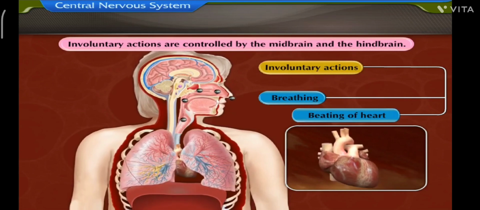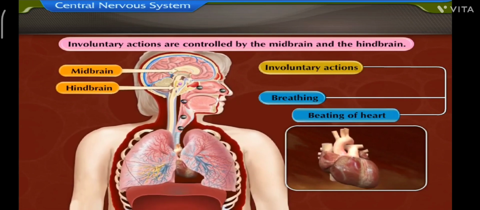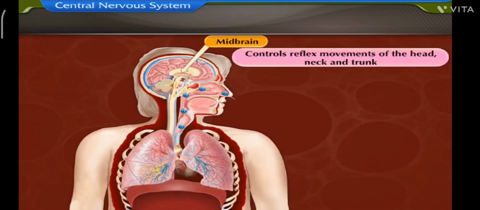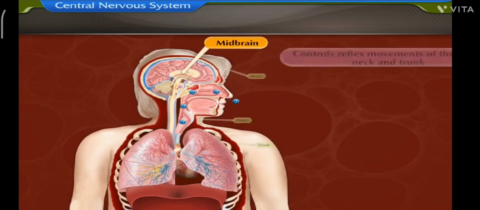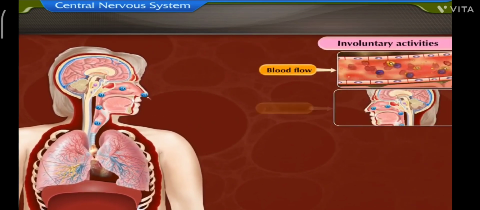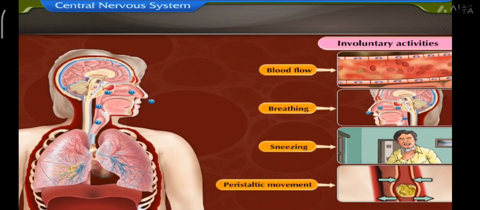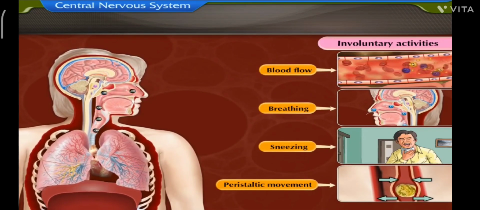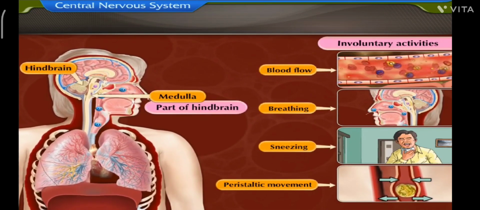They are controlled by the midbrain and the hindbrain. The midbrain controls reflex movements of the head, neck, and trunk. Involuntary activities like blood flow, breathing, sneezing, peristaltic movements of the alimentary canal, etc. are controlled by the medulla, which is a part of the hindbrain.